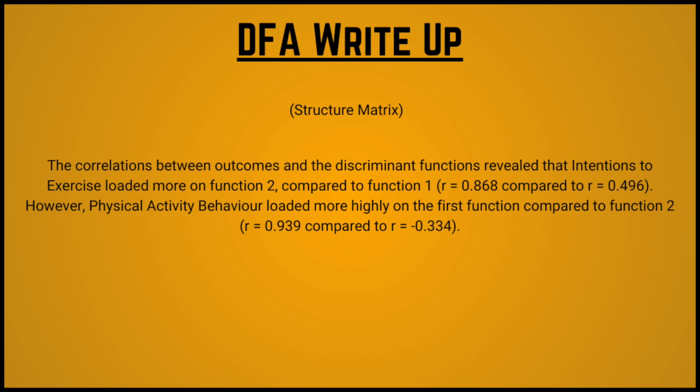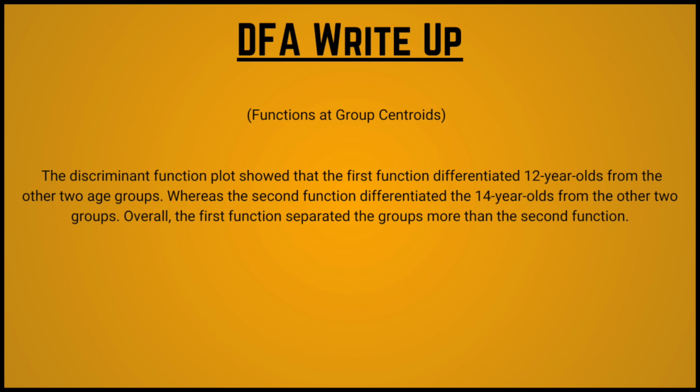The following section is the information we've got from the structure matrix. The correlations between outcomes and the discriminant functions revealed that the intentions to exercise loaded more on function 2 compared to function 1, and then in brackets is r equals 0.868 compared to r equals 0.496. However, physical activity behavior loaded more highly on the first function compared to function 2, r equals 0.939 compared to r equals minus 0.334.